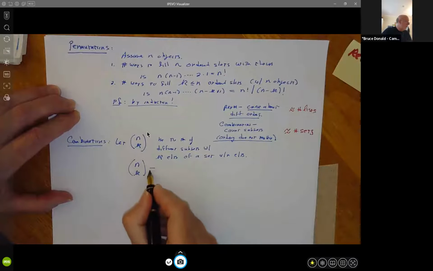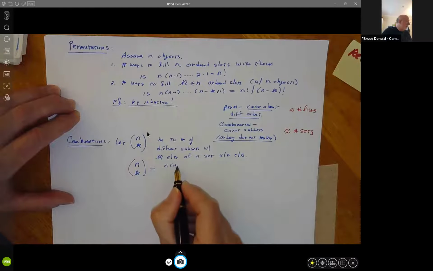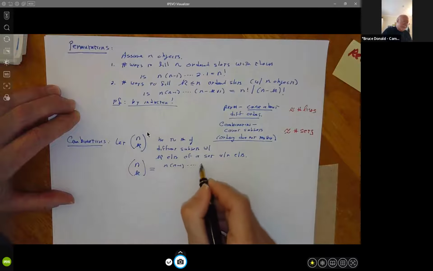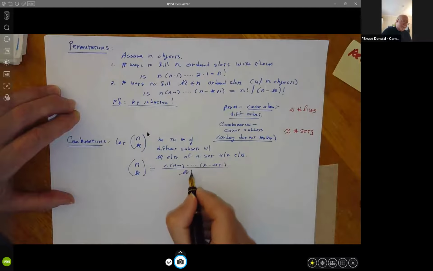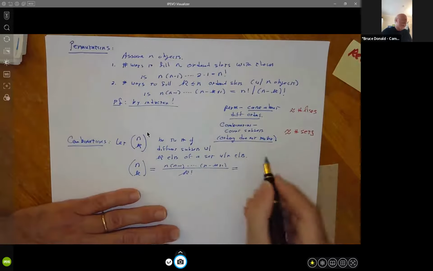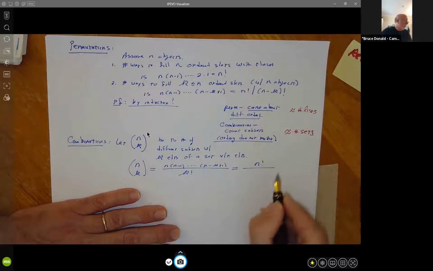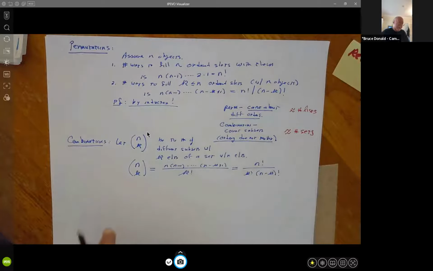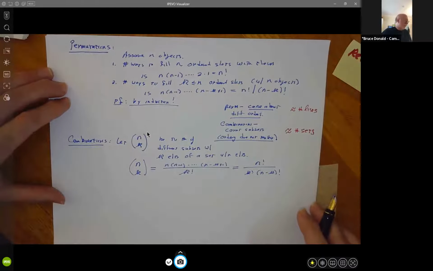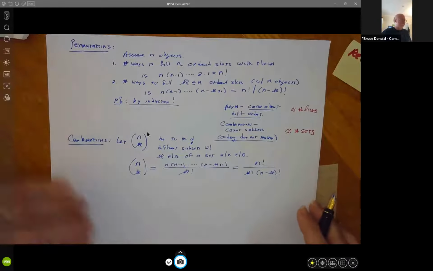n choose k turns out to be equal to n times n minus 1 multiplied down to n minus k plus 1 over k factorial, which can be simplified or written as n factorial over k factorial times n minus k factorial. So let's get some intuition for why this equation might be true. Again, the proof is in the notes, but I'd like to give you some way of thinking about why this might be true and give you sort of a sketch of the argument or proof.